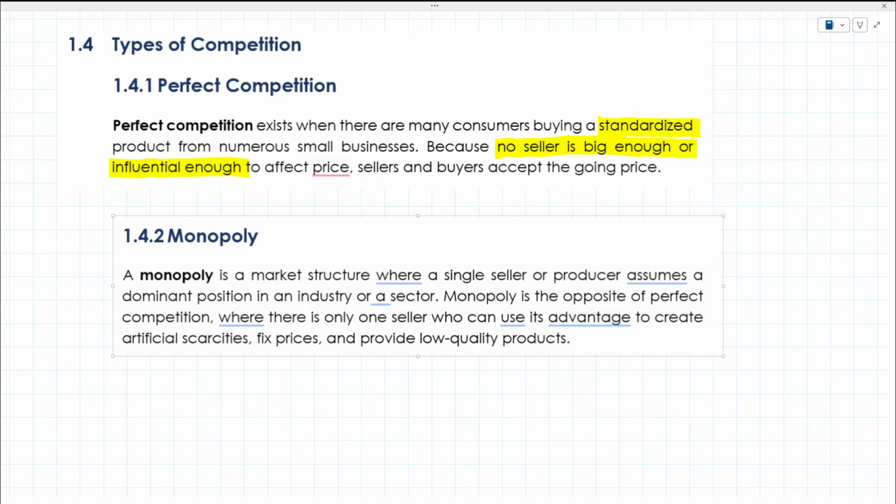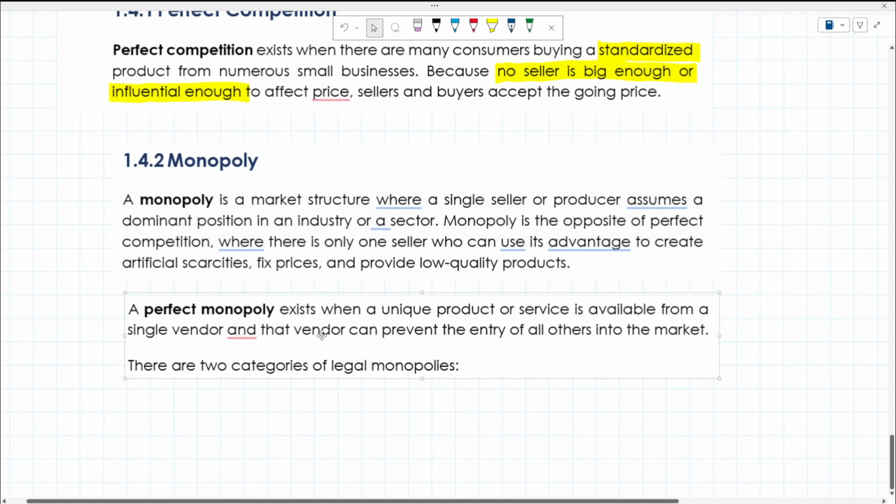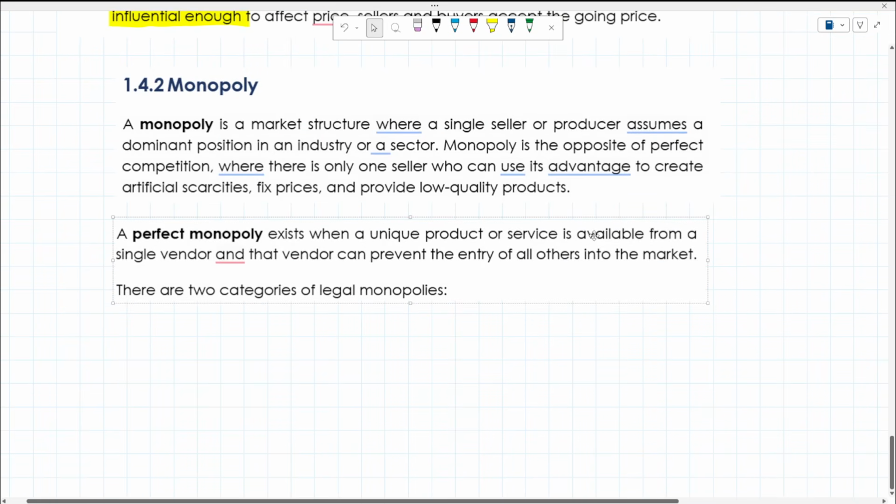Let us first go and define a type of monopoly. A perfect monopoly exists when a unique product or service is available from a single vendor and that vendor can prevent the entry of all others into the market. There are many scenarios in which a vendor can prevent the entry of all others into the market. Number one, of course, is influence. If this vendor is highly influential and holds extreme power in that particular field.